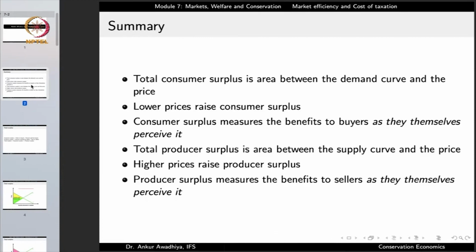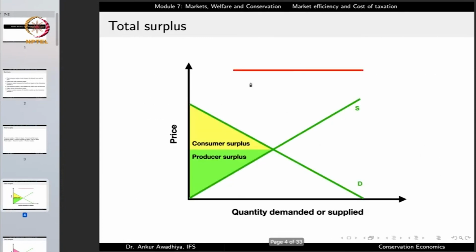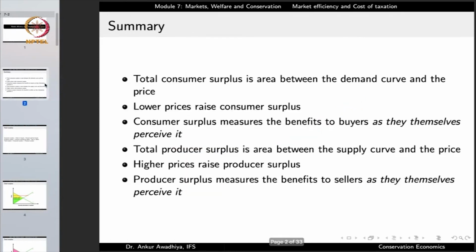Higher prices raise the producer surplus. So if the price, in place of this much, were raised to this much, then the triangle would become from here to here. So this large triangle. So the producer surplus increases when the price increases. And third, we observe that producer surplus measures the benefits to the sellers as they themselves perceive it.